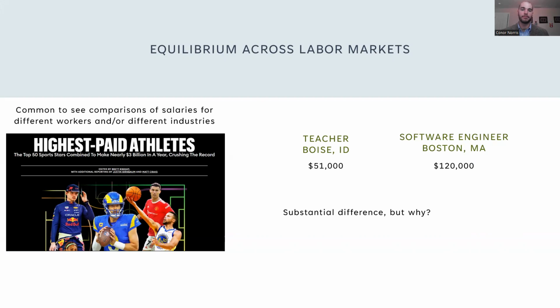At the same time, if a lot of people moved from areas where it was cheap, whether we're looking at just teachers in Boise, Idaho, or across the country in all different professions, we'll start to see the wages of software engineers creep down as more and more workers are willing to work in this industry.